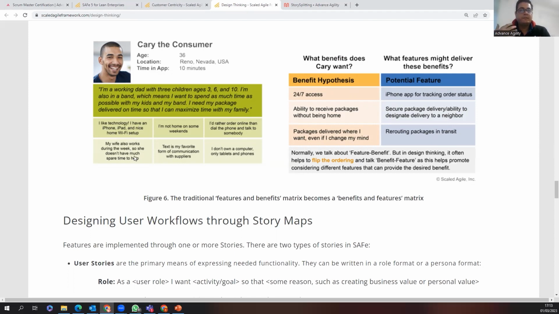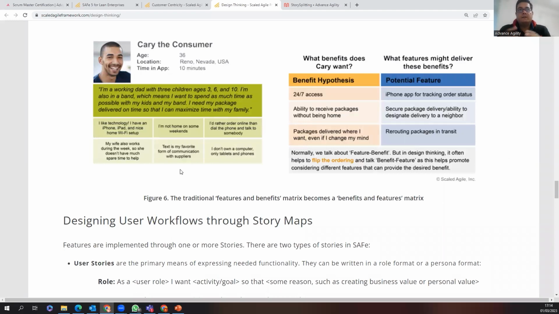Now, if we are producing a software application for him, will we produce a desktop application for him? Or will we produce an Android application for him? These kinds of people do not have Android mobiles; they have iPhones. I don't own a computer, only tablets or phones, so we do not want to develop a desktop solution for him or people like them. Text is my favorite form of communication with suppliers. So maybe if our product has a calling facility, we can plan it a little later. And the texting facility has to be created earlier than a phone capability.